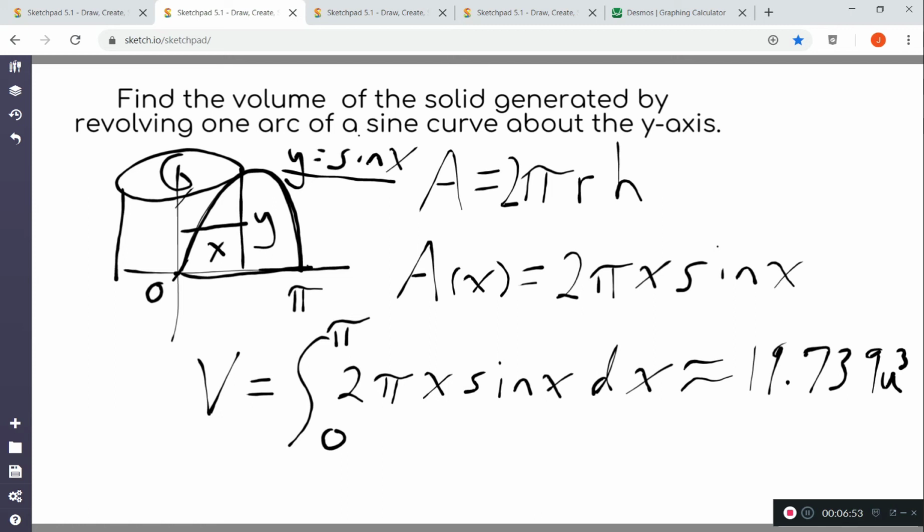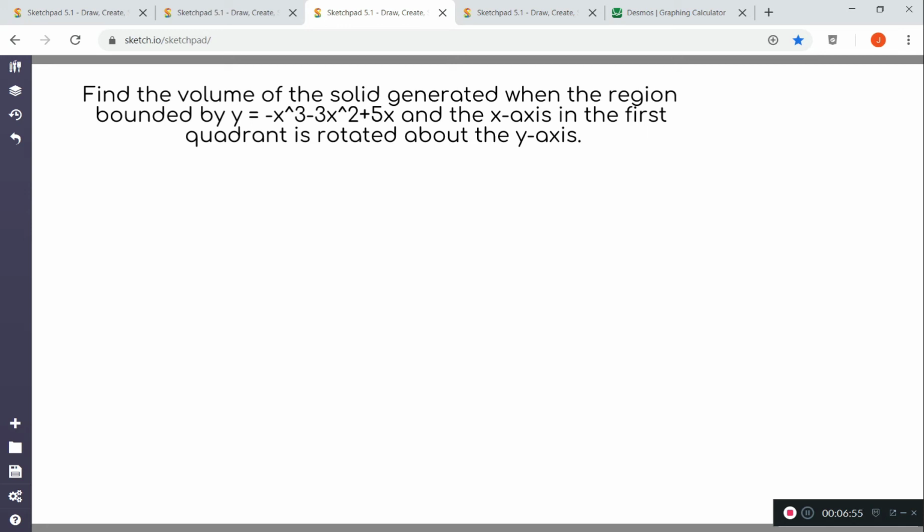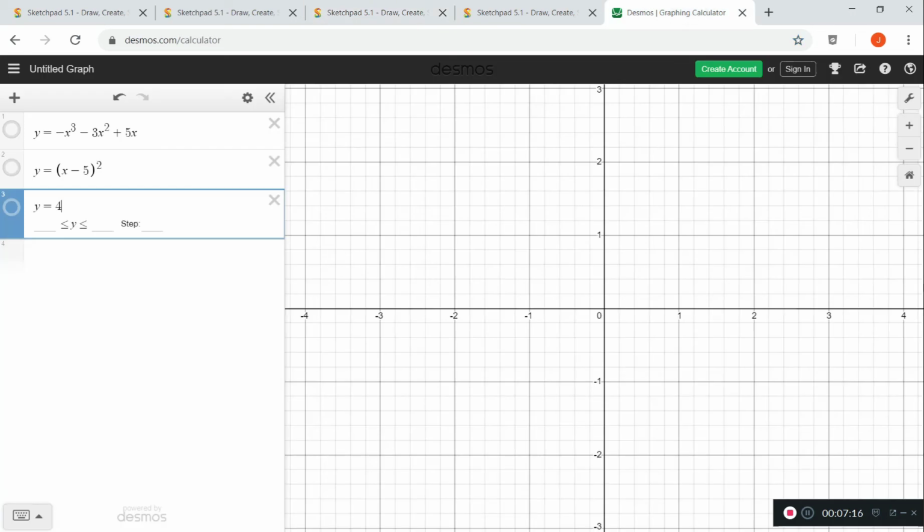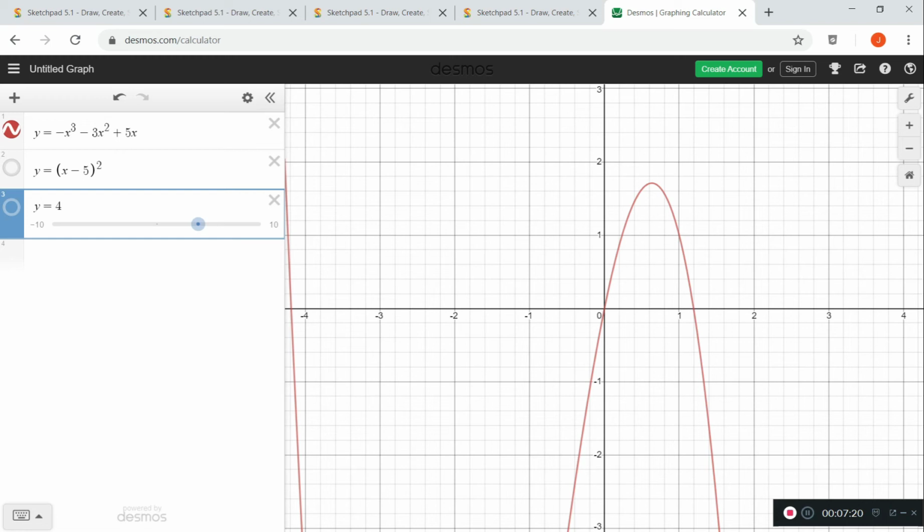All right, let's look at another example. Find the volume of the solid generated when the region bounded by y equals negative x cubed minus 3x squared plus 5x, and the x-axis in the first quadrant is rotated about the y-axis. So first of all, let's get an idea what this curve looks like and where exactly the region we're talking about. I'm going to go to Desmos, and I have a couple graphs here today. So this is the curve we're talking about.